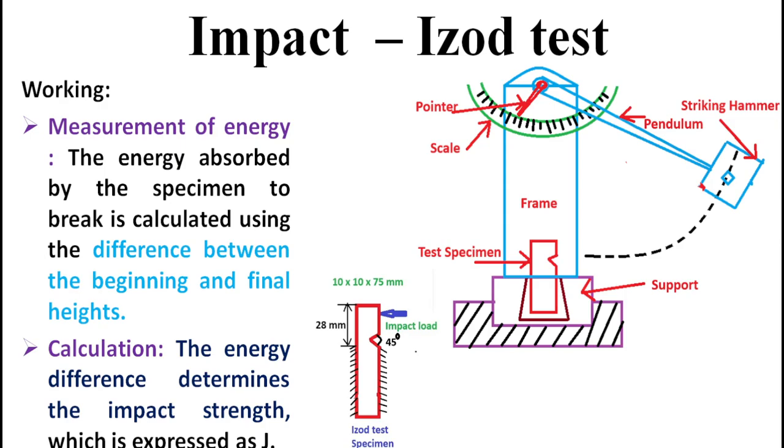Next we observe the energy. The energy absorbed by the specimen to break it is calculated using the difference between the beginning and final heights. The impact strength is expressed in joules.